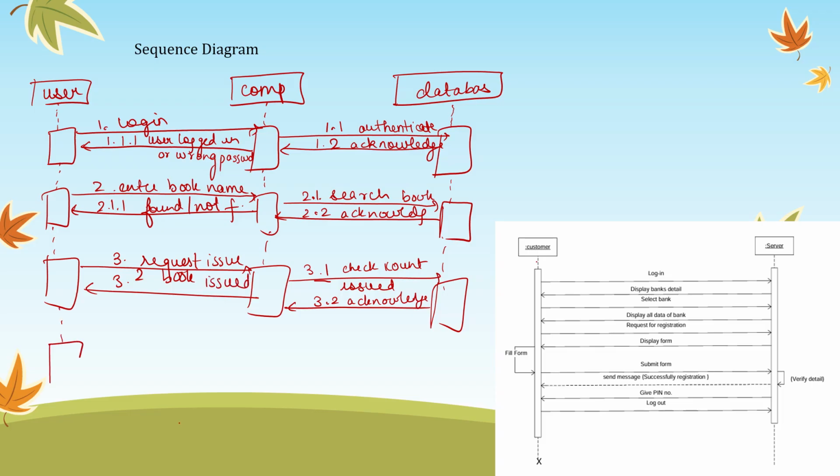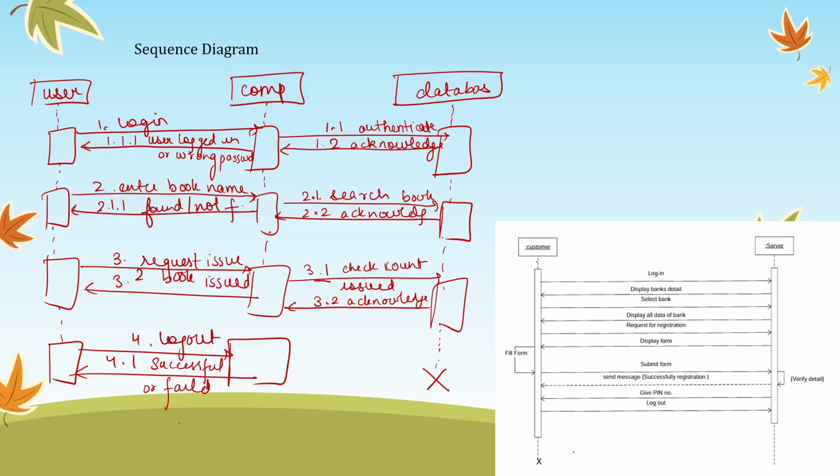Next, let's say now log out. Let's log out, and you'll get back successful or failed. There could be a failed logout also. Now there's no action to be performed by the database, so what you'll do is put a fix. So this is a simple sequence diagram for a library management system.